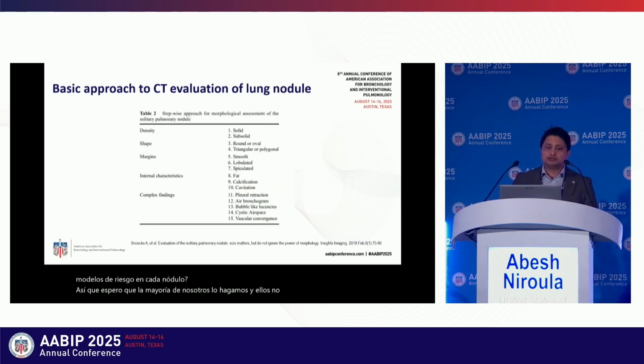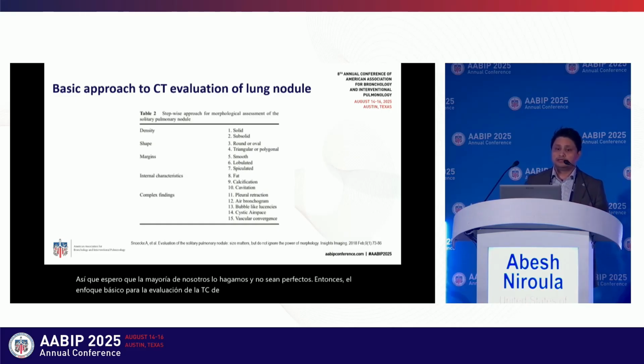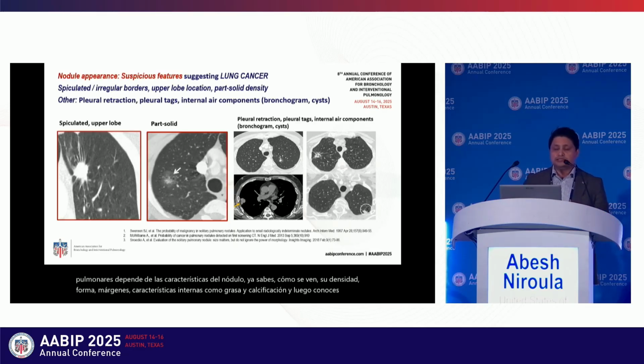So the basic approach to evaluation of the CT of these lung nodules depends upon the nodule characteristics. How do they look: their density, shape, margins, internal characteristics like fat and calcification, and then some other complex findings. We know these pictures are very familiar, right? If a nodule is spiculated, has irregular borders, upper lobe location, part solid density, and other features like pleural retraction, pleural tags, or internal air components like bronchogram or cyst, it could be highly suspicious for malignancy.